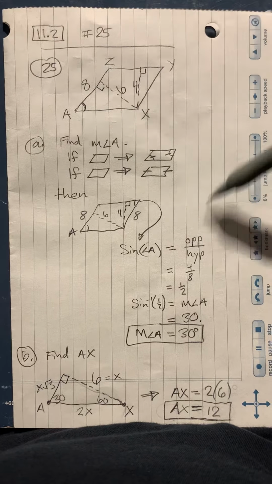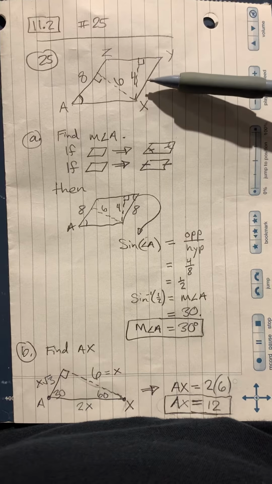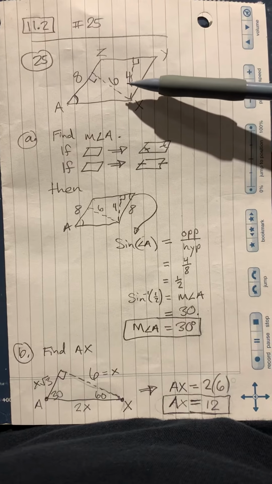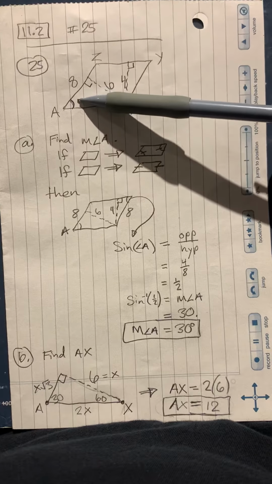Okay, so here's the solution to 11.2, number 25. Here we have a parallelogram. It was given that it was a parallelogram, and we first need to find the measure of angle A here.